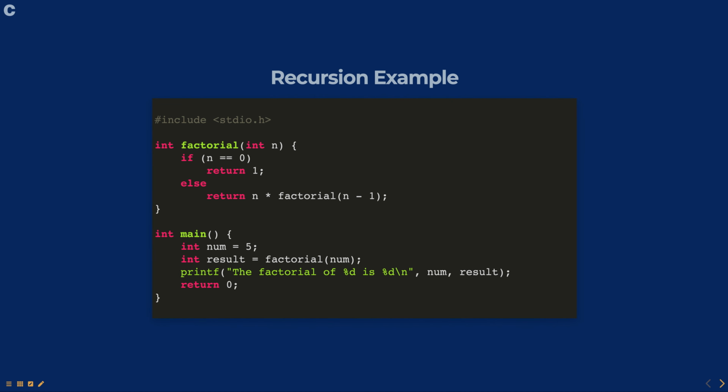In this example, the function factorial calculates the factorial of a given number n. The function calls itself repeatedly until n becomes 0, at which point the base case is reached and the recursion stops. The result of each call to the function is then multiplied together to produce the final result.